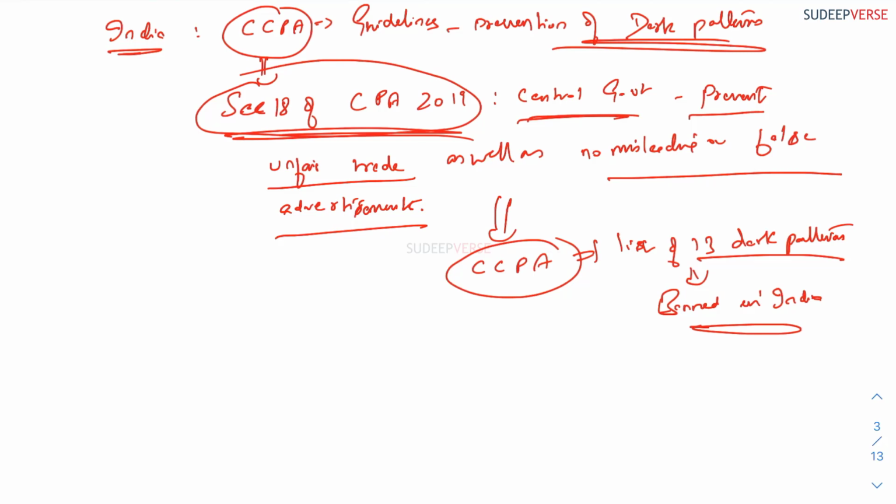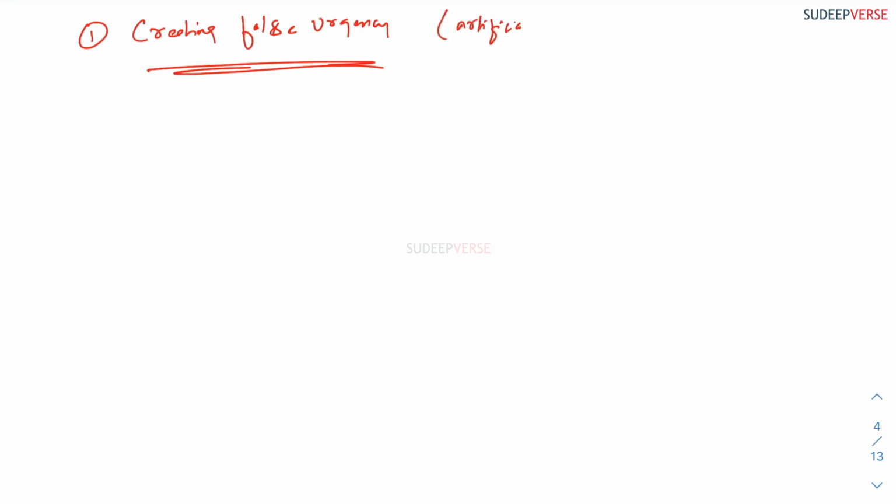Now let us look at these. What are these 13 dark patterns? The first dark pattern is creating false urgency. Basically, you are creating artificial scarcity, like telling the user that there are only 2 left, it is fast filling. In that way, you are creating a false urgency and making the user commit to an action which the user did not intend to in the first place. That is creating false urgency.